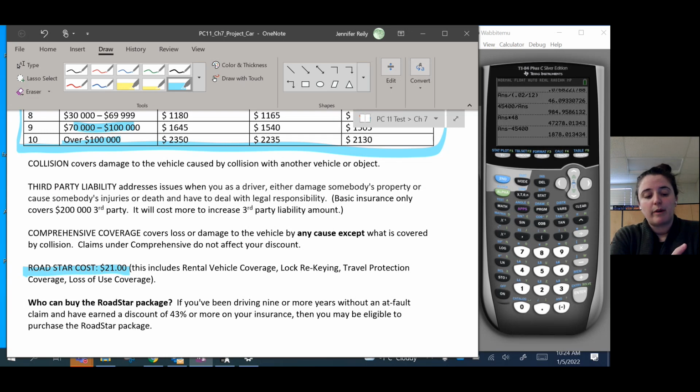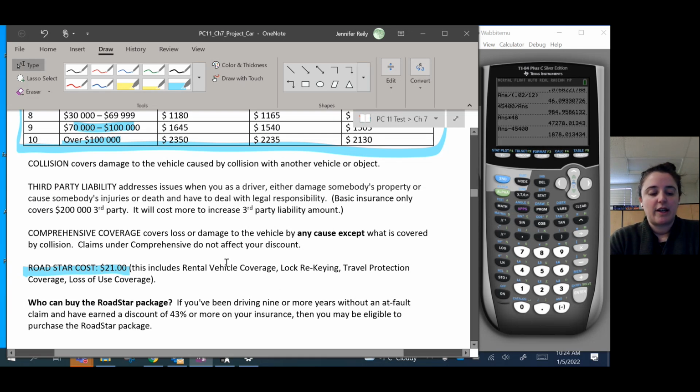So you guys wouldn't have that yet, but if you start driving now, then you'll get it in 9 years. And so that covers rental vehicles, key rekeying, travel protection, like just a bunch of stuff. So it's a good deal to pay $21 and get all that stuff.